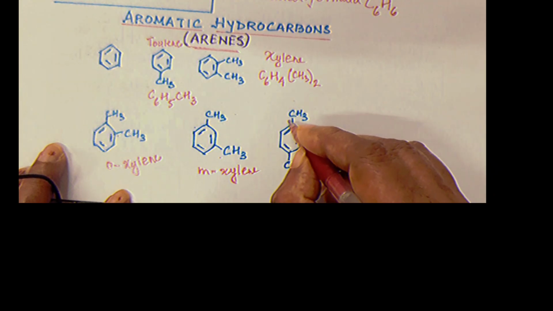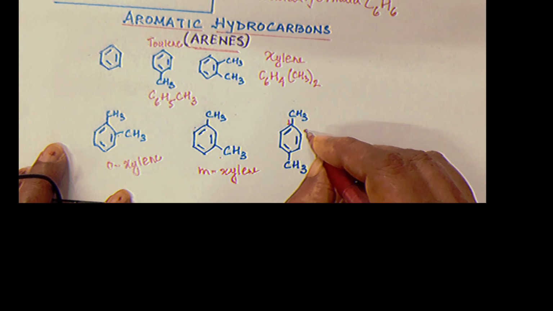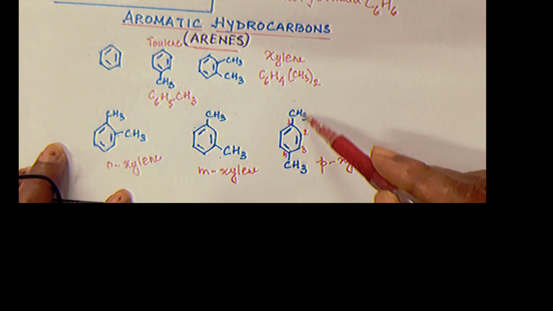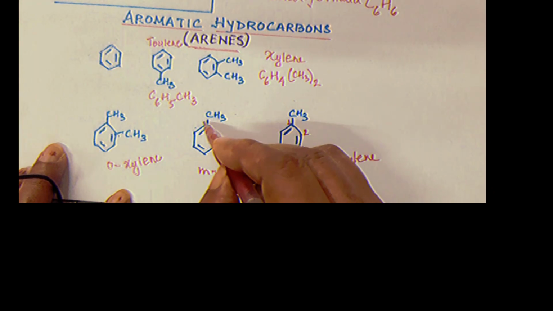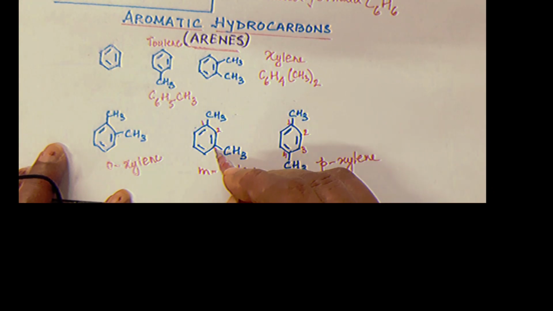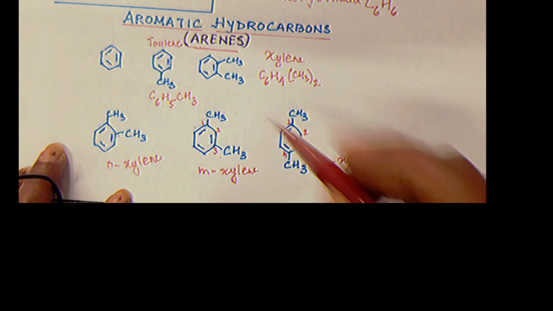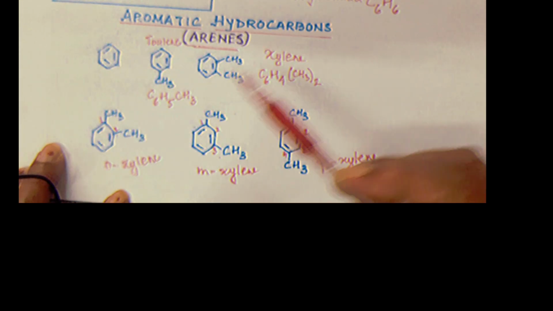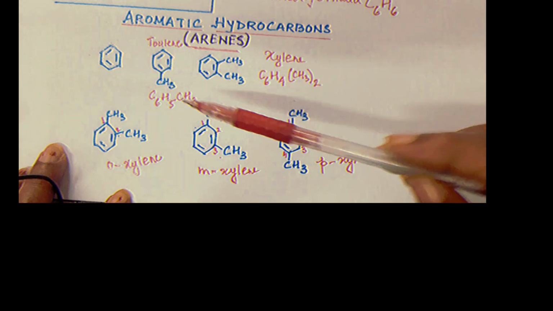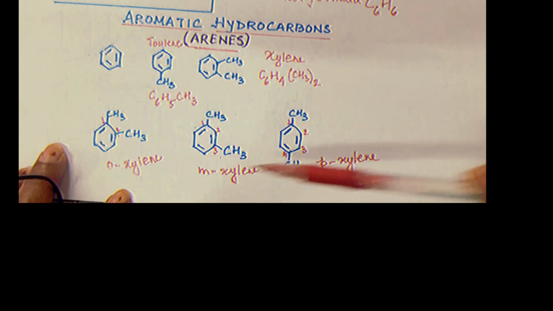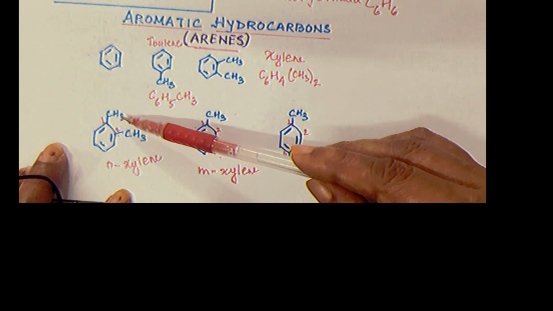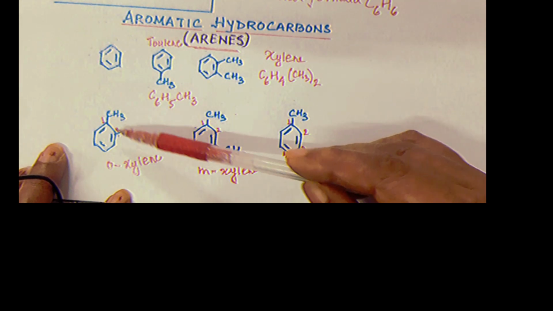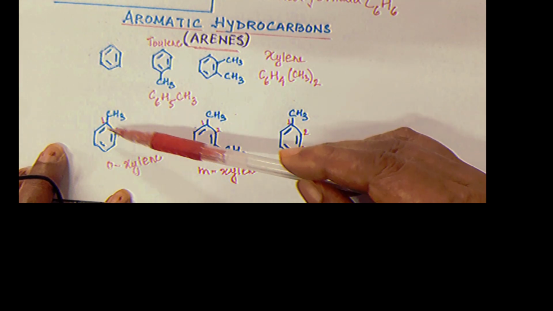Meaning, if I consider this as carbon number 1, this as 2, this as 3, and this as 4. So 1,4-dimethylbenzene. Here 1, 2, 3. So 1,3-dimethylbenzene. And here this is 1 and this is 2. So 1,2-dimethylbenzene. Okay. But in the trivial form or common name form, these are called xylene, and these positions are represented as 1 and 2 position.